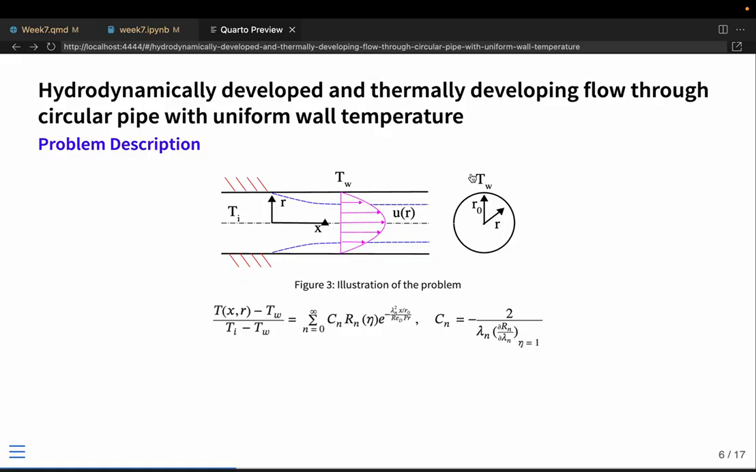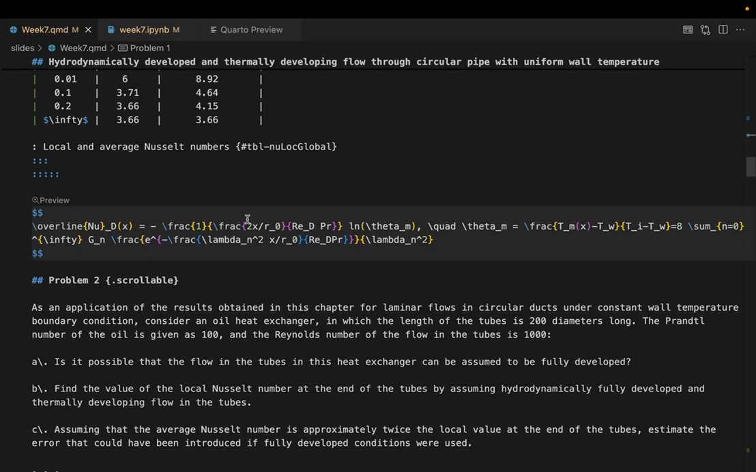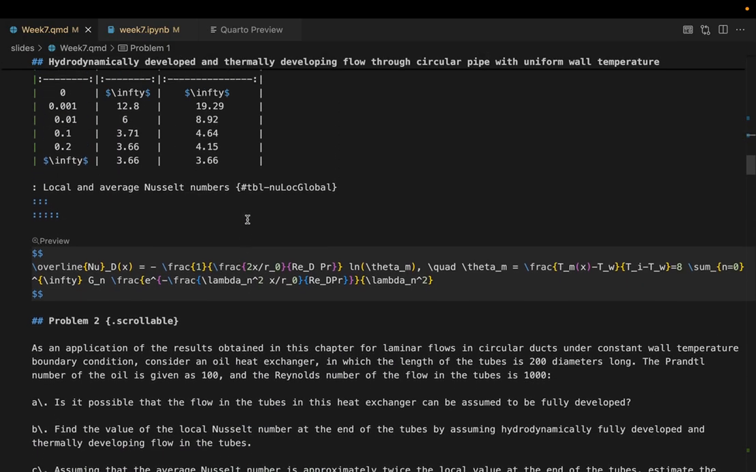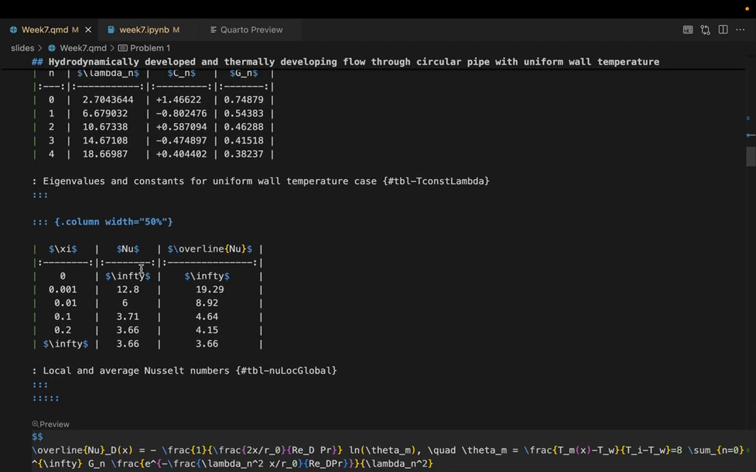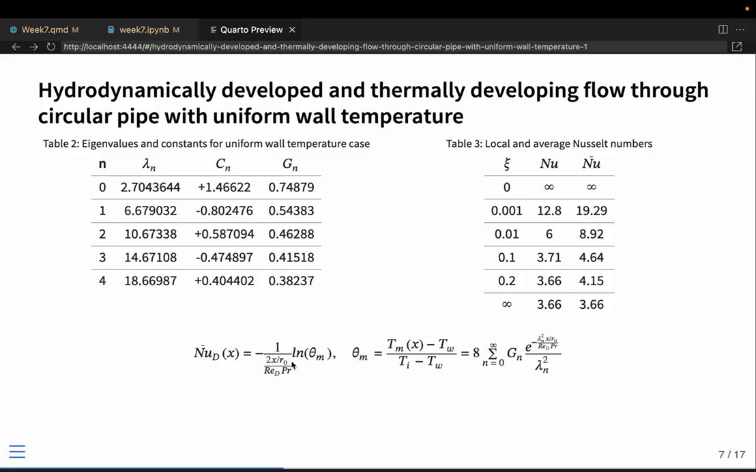Now if you extend that for the region of thermally developing flow, then the temperature distribution will again be of the same form, where it will have some terms like this, and the Nusselt number is given by this expression. This Nusselt number is the average Nusselt number. So you can compute this expression using the values given in this table. You can quickly substitute, for example, here I have given up to 4.